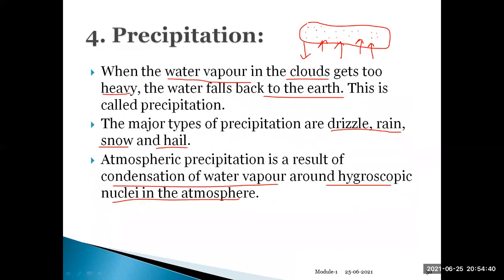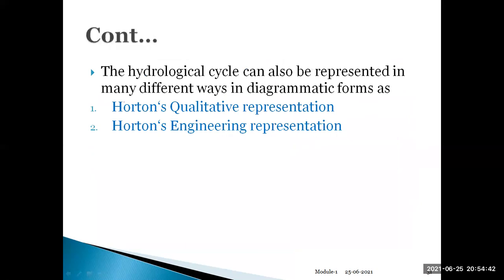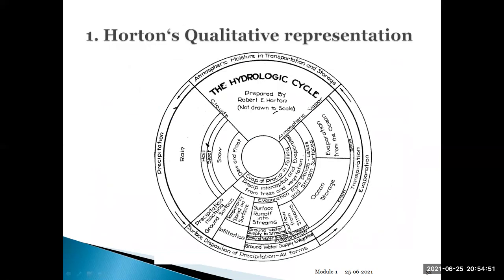Whereas there are two other representations, that is Horton's qualitative representation and Horton's engineering representation. If you see here, the first one is Horton's qualitative representation, which was proposed for the first time by Robert Horton.